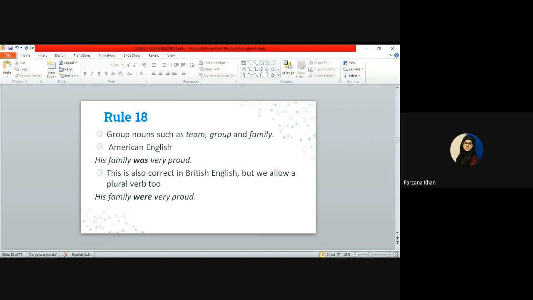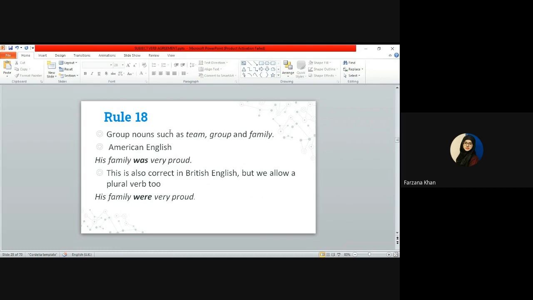So in American English, the group nouns such as team, group, and family require a singular verb. But when we talk about British English, this is not incorrect. In British English, we can also use a singular verb with these nouns, but British English also allows us to use a plural verb too. You can see here, his family were very proud. So in British English, you can use both singular and plural verbs. In American English, only a singular verb with a group noun is acceptable and considered appropriate.